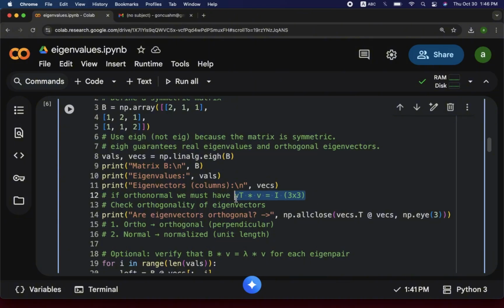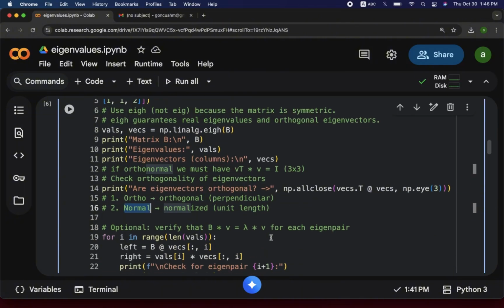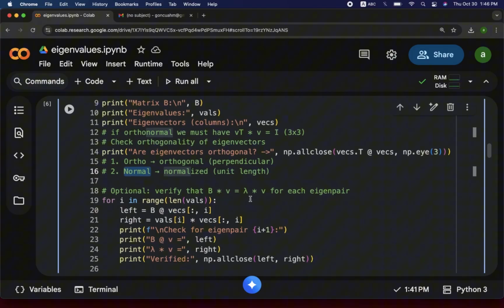If this is equal to the identity matrix, it will return true, meaning the orthogonality condition is satisfied. Just to remind you, when we say orthonormality, we have the orthogonality condition and we have the normality, and normality refers to having unit length. That's why we have the identity on the right-hand side. Optionally, you can also verify that the eigenvalue problem is satisfied for each eigenpair that is calculated, and we can do this in a for loop.